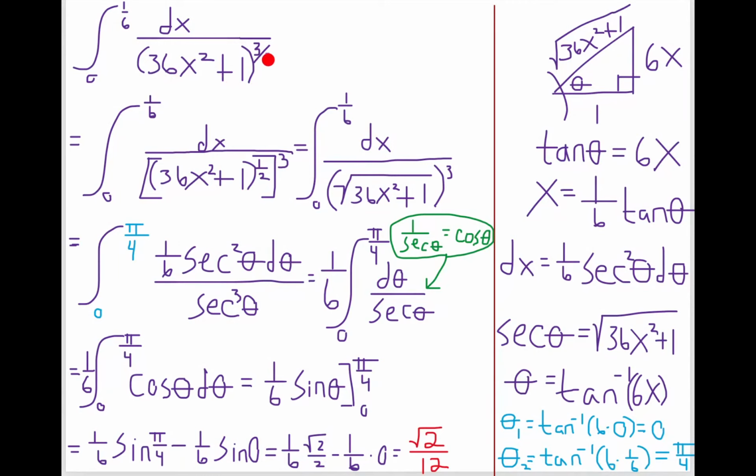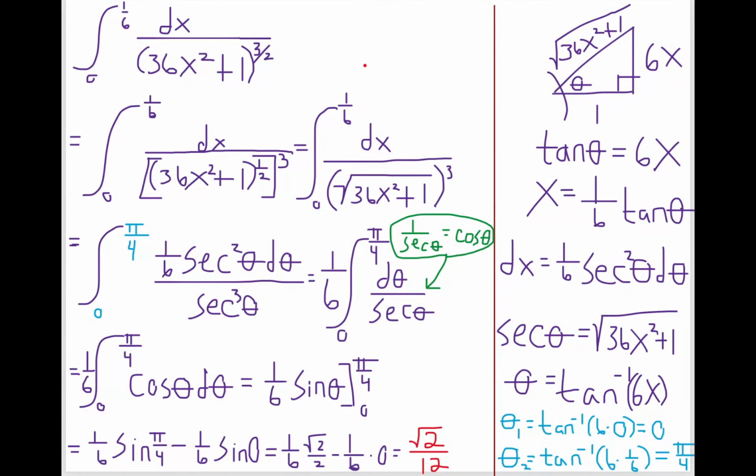As you learned in section 8.4, you want to set up your little right triangle. And if you have a plus in here, we know that that's going to be the hypotenuse. And then we want to use tangent. Here, I've got the 36x squared, so if I take the square root of that, I get 6x. So that's what we have right here.